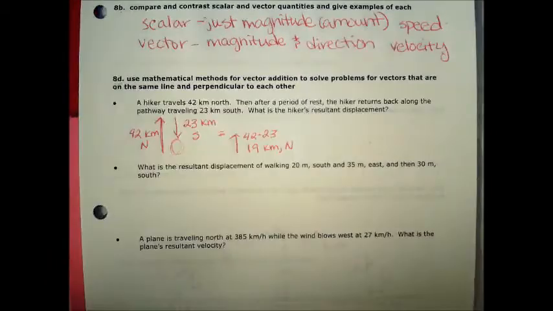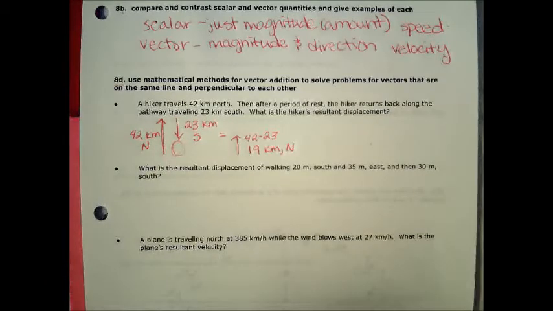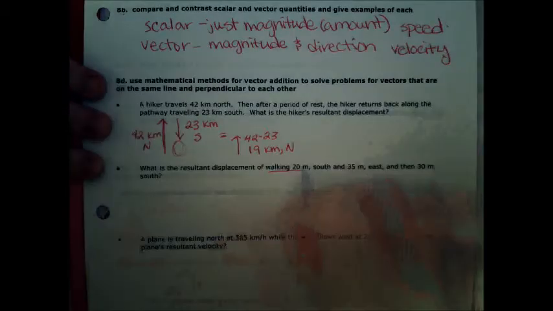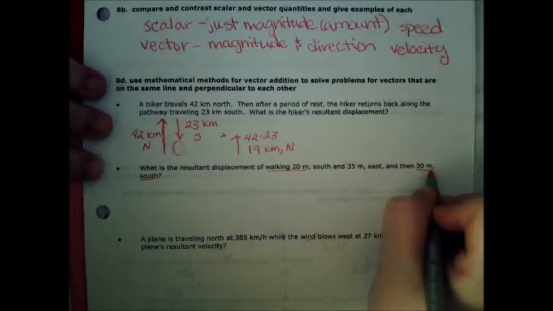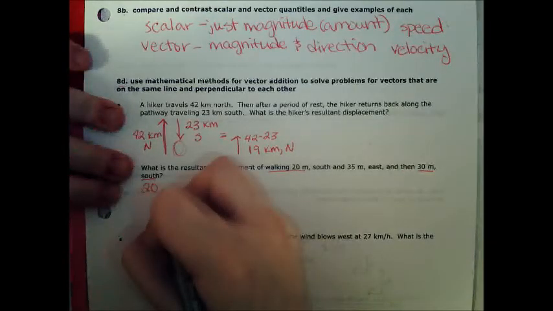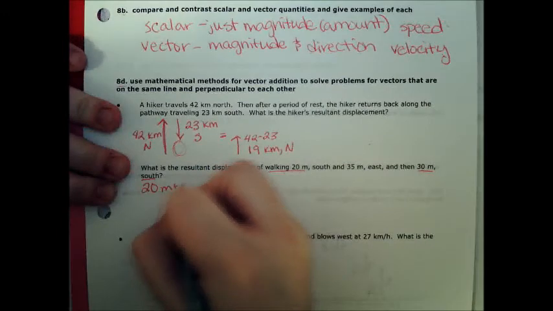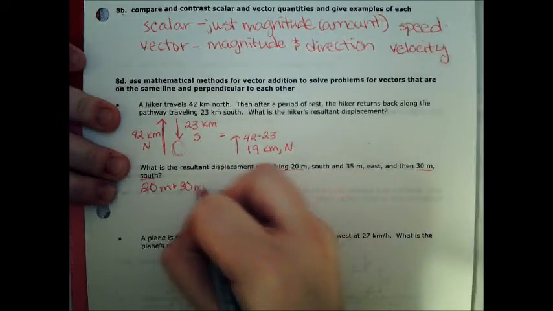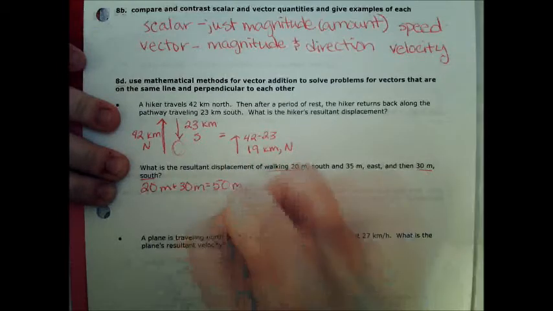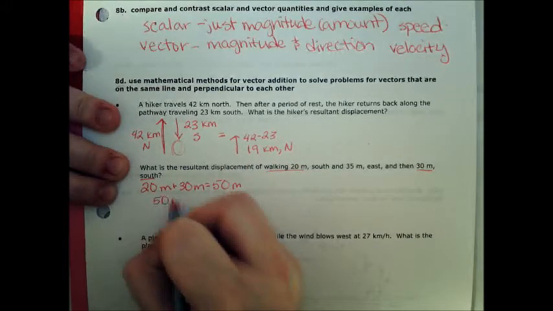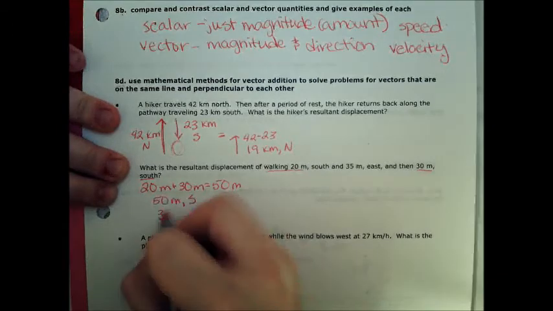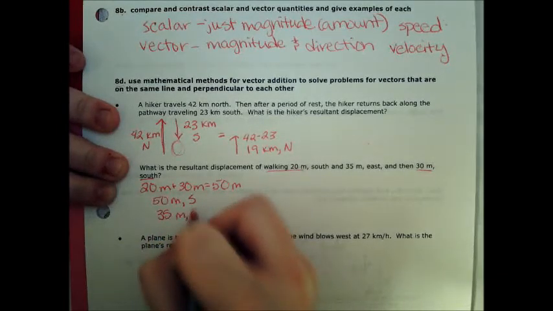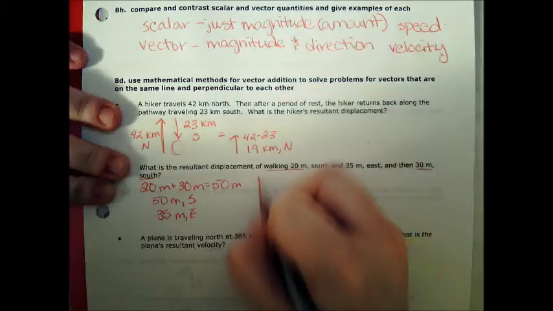This next one is more difficult. It says, what is the resultant displacement of walking 20 meters south, then 35 meters east, then 30 meters south again? The first thing you need to notice is that these two are in the same direction, so before we go any further, we should just add those two together. 20 meters plus 30 meters equals 50 meters. So now we have 50 meters south and 35 meters east. Drawn out, that would look like this.